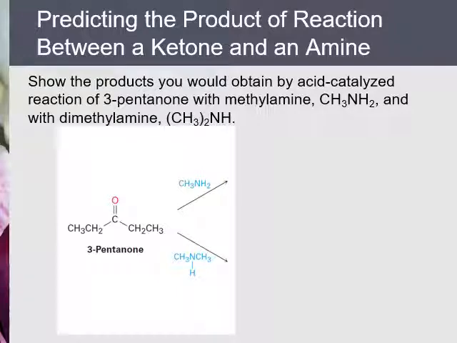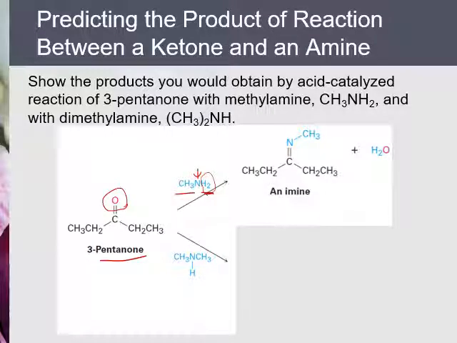Let's predict the product of a reaction between a ketone and an amine. So first, let's identify what amines we have. This is a primary amine because nitrogen connects to 1 carbon with 2 hydrogens. That's a primary amine. For primary amine, nitrogen will replace oxygen. 2 hydrogens will be deprotonated, forming a CN double bond. And so note that we have a CN double bond with the methyl group coming from here, the primary amine. All right, so this is an imine.